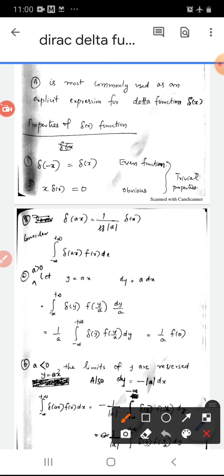Then we see a third property, delta ax. Delta ax, a is some constant, that is equal to 1 by magnitude of a, or modulus of a, delta x. We look at the proof of this.